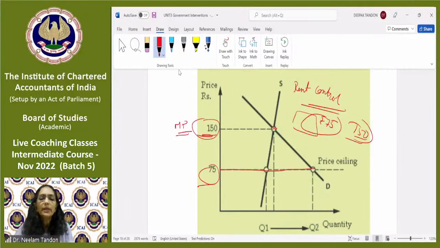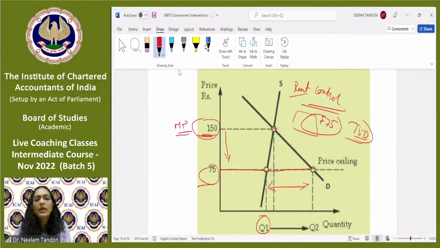Why do they do it? Rent control, why should they do it? Because a set of people who cannot afford to buy a house should get commercial property on rent, and to get the commercial property on rent, it should be offered at a lower price. Then only will they be able to afford it. So what happens when the price goes down? Demand goes up. Ideally the demand should be Q1, but the demand here goes to Q2. Why this increase in demand? Because the price has gone down from 150 to 75.